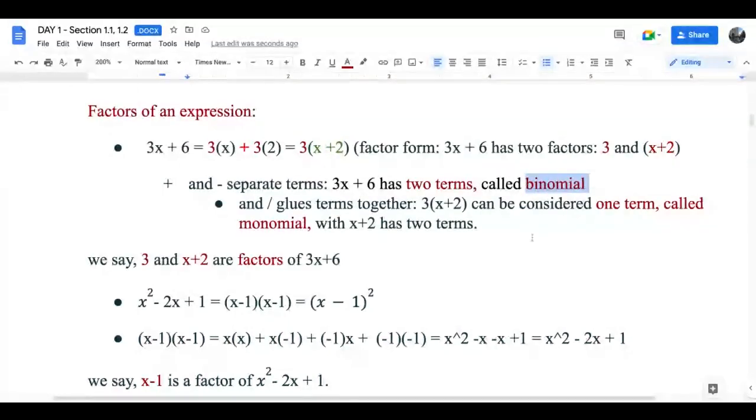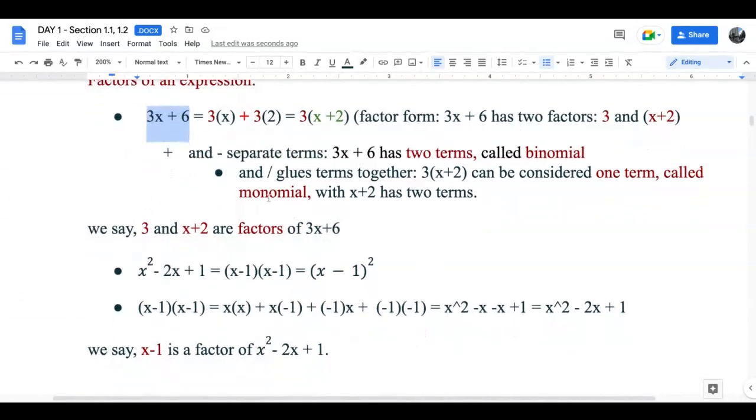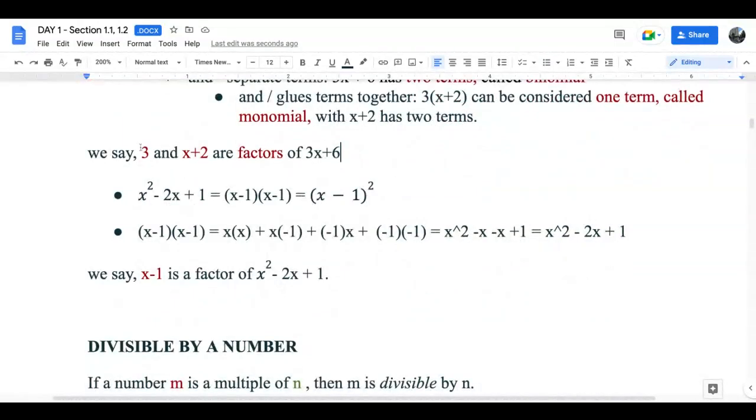So binomial means two terms. And one term is called a monomial. All right. 3x itself is a monomial. 6 itself is a monomial. Right. 3x plus 6 is called a binomial, two terms. Nomial, by convention, means expression, all right? So we see 3 and x plus 2 are factors of 3x plus 6, right? If you want, I can always put a parenthesis around the factor.